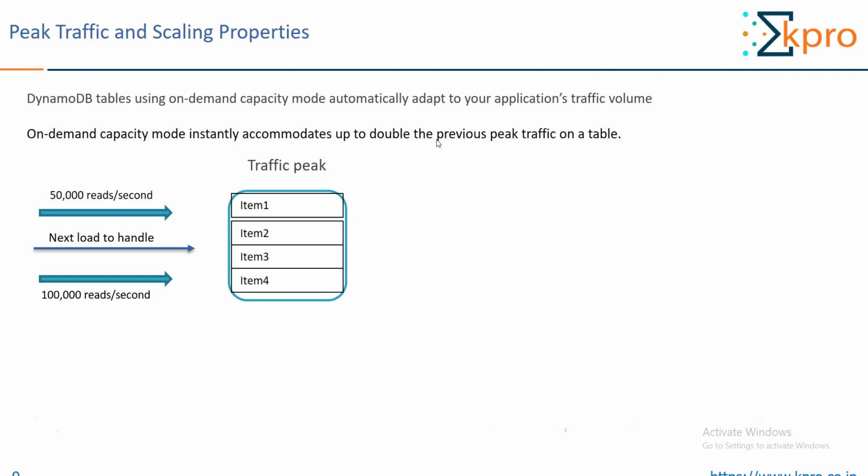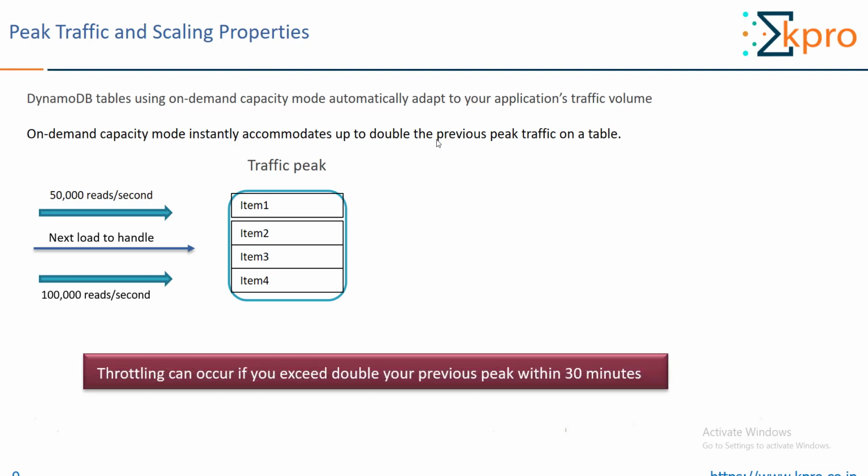But there is a limitation, and this is the limitation. Throttling can occur if you exceed double your previous peak within 30 minutes. So suppose all of a sudden my peak increased to 1 lakh. It should maintain the 1 lakh value for up to 30 minutes or below, and only then can the table accommodate the next load of 2 lakh reads per second.